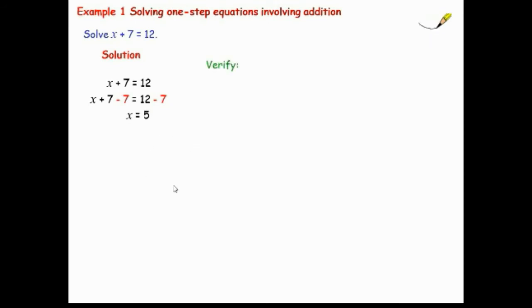And if you want to verify whether you are correct or not, left hand side, if x equals 5, so 5 plus 7 equals 12. And the right hand side is 12. So your solution is correct.